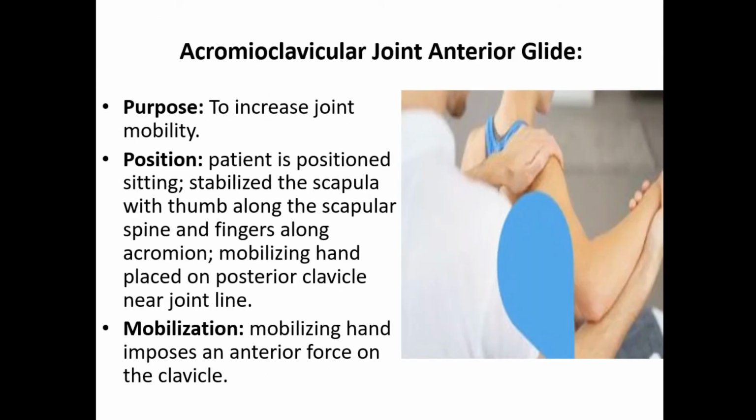Now fourth one is acromioclavicular joint anterior glide. Purpose: to increase joint mobility. Position: patient is positioned sitting. Stabilize the scapula with thumb along the scapular spine and fingers along acromion, mobilizing hand placed on posterior clavicle near joint line. Mobilization: mobilizing hand applies an anterior force on the clavicle. This is an acromioclavicular joint anterior glide.